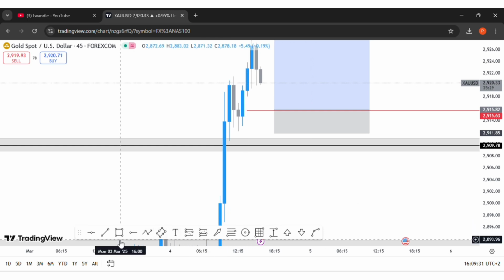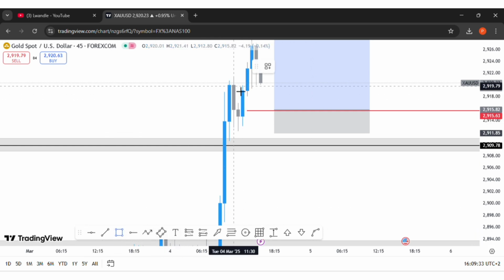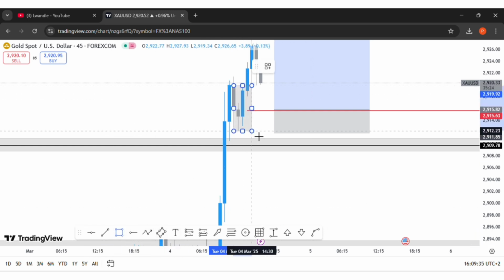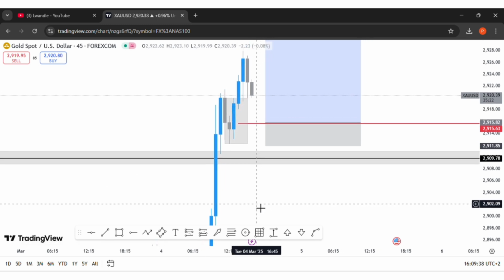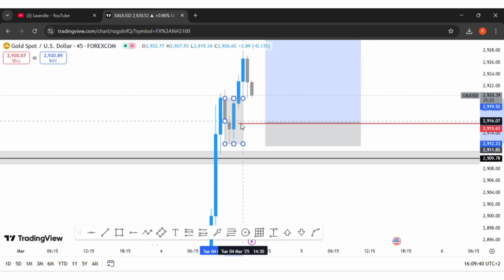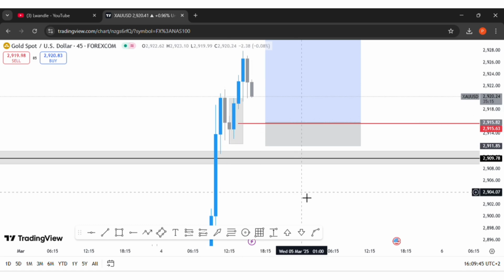So here is an example of a candlestick pattern that I'll be looking for. These two candles, something like this. Understand? This is what I'm currently looking for.